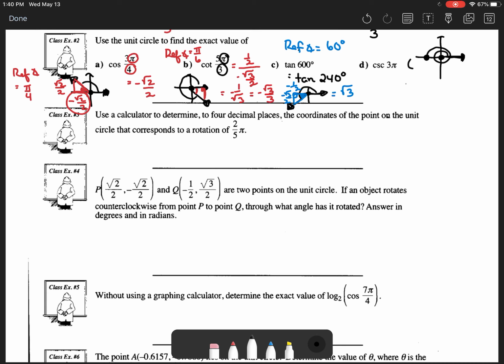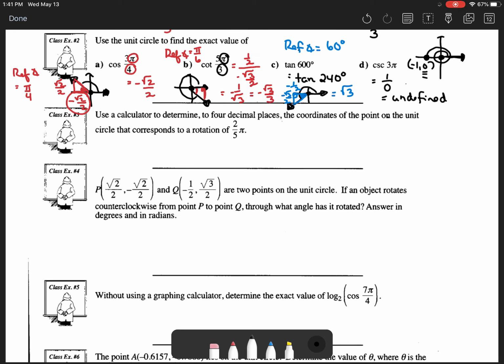Okay, so remember when I'm on the axes, this point would be (-1, 0), wouldn't it? Okay, and cosecant is the reciprocal of sine. Sine is the y value. So cosecant is 1 over the sine value, and anything divided by 0 is undefined. Okay, so there you go.